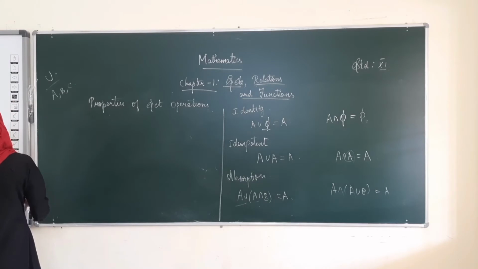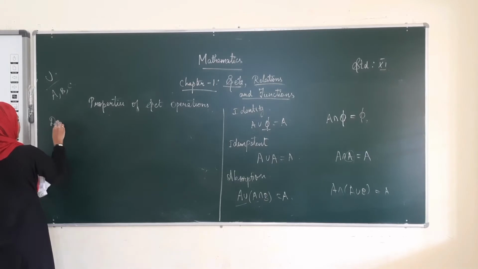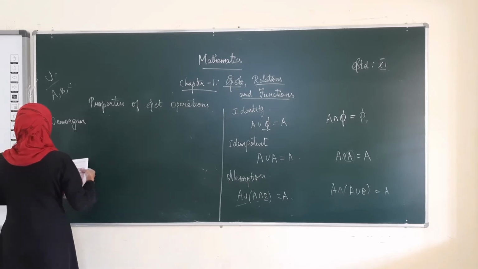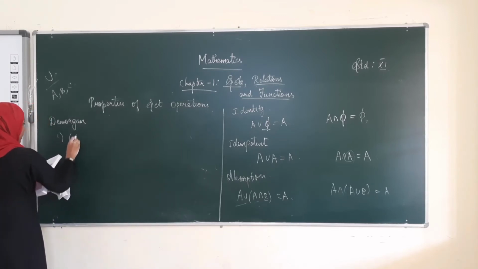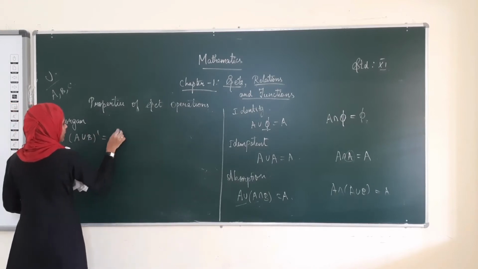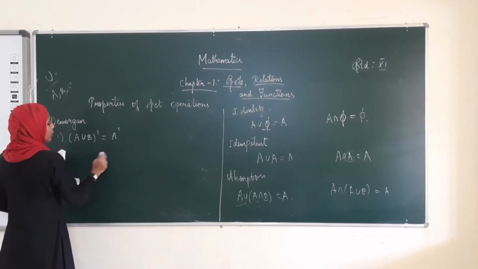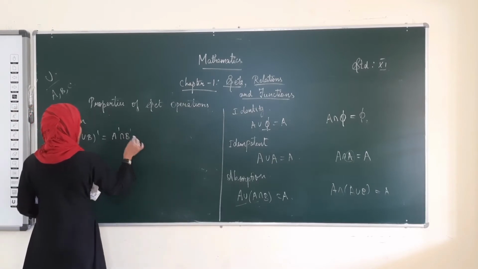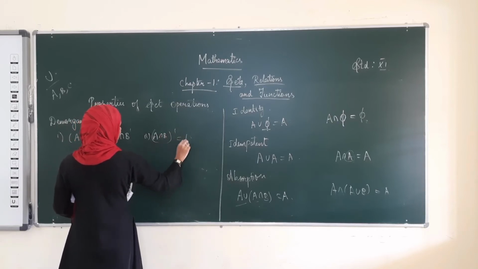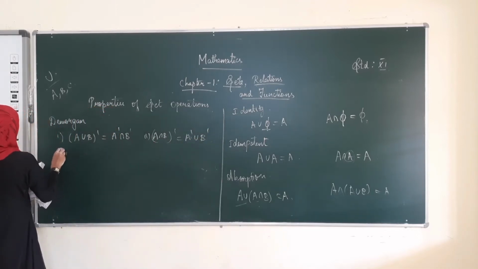See the next property, De Morgan's laws. De Morgan's very important formulas. The first one is (A union B) the whole dash. This will be written as the dash is taken inside: A dash intersection B dash. When we take this, the complement of union becomes intersection. Similarly, (A intersection B) the whole dash becomes A dash union B dash.